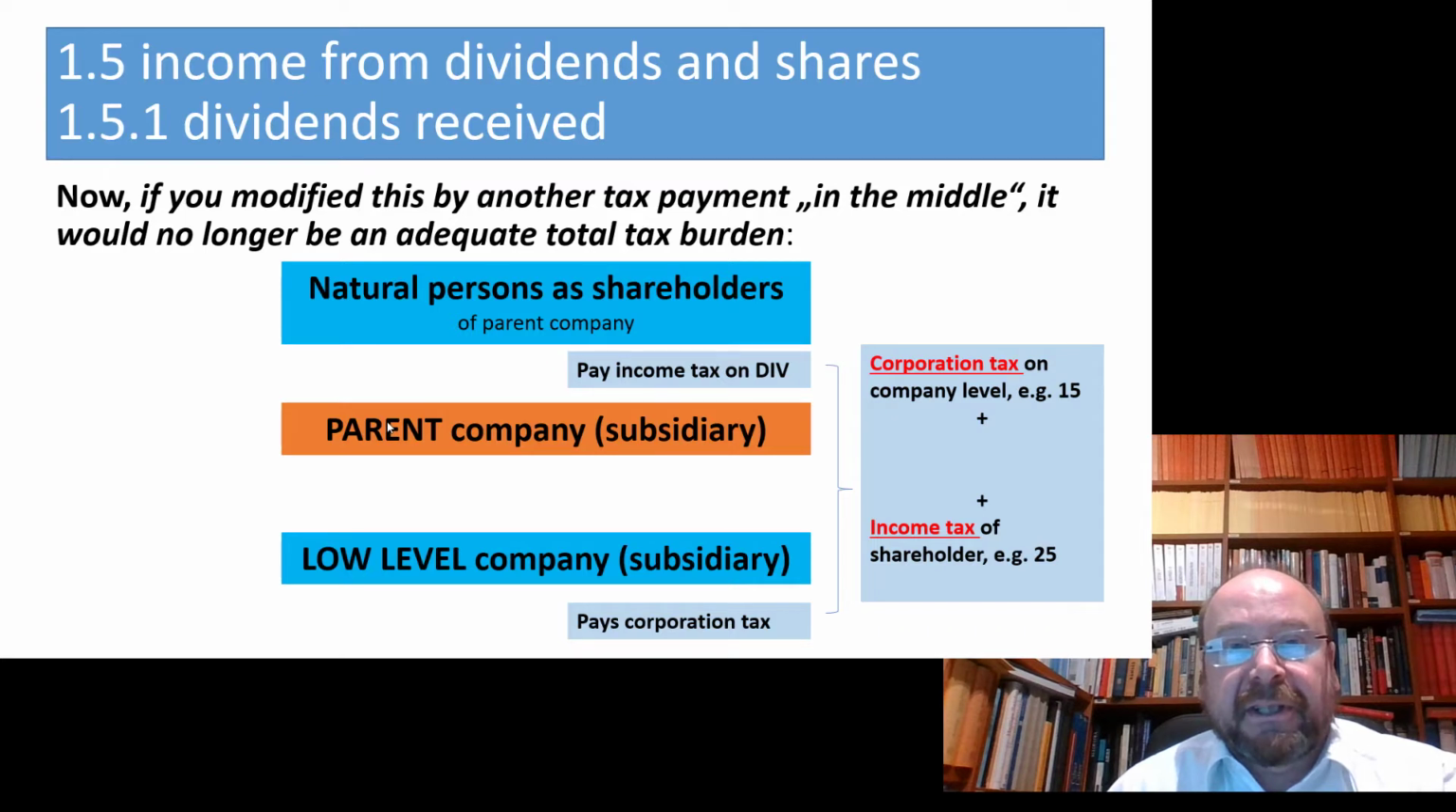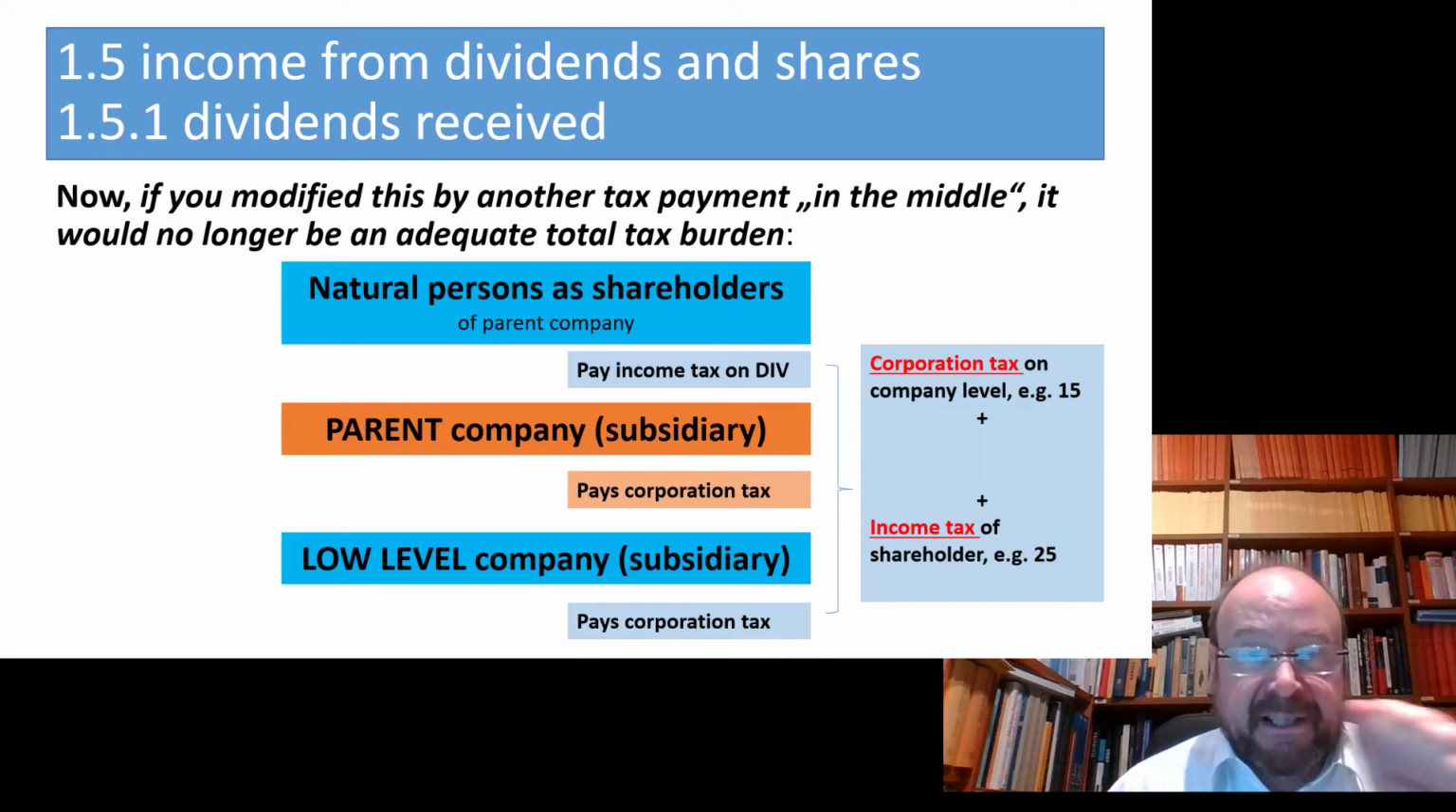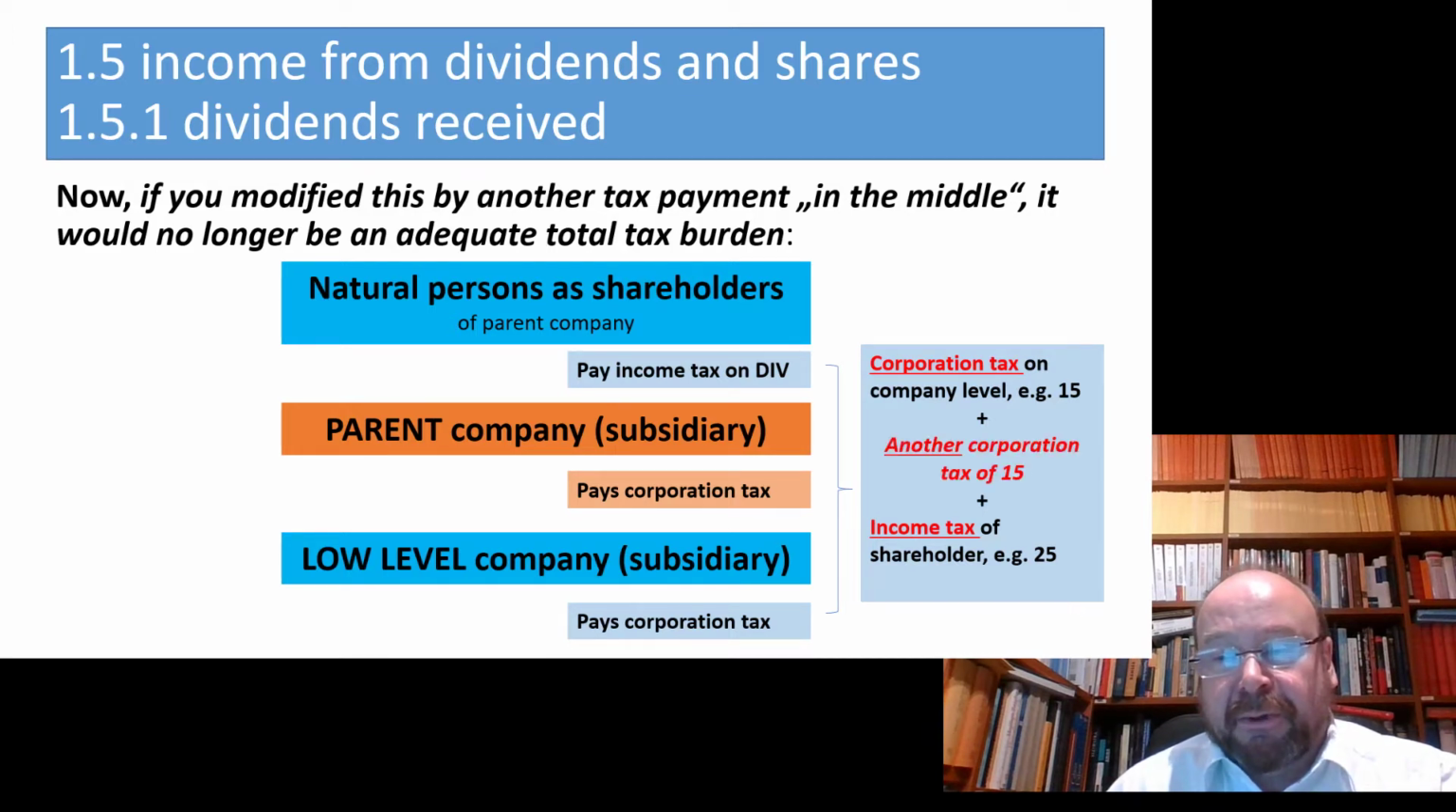Imagine the parent company now pays corporation tax too on their dividend before they pass it on. In that case, you have corporation tax on the lowest level, corporation tax in the middle, again 15, and then income tax of the shareholder, and then it gets a bit too much. Then it would be 55, that's far higher than every other constellation would ever bring along.